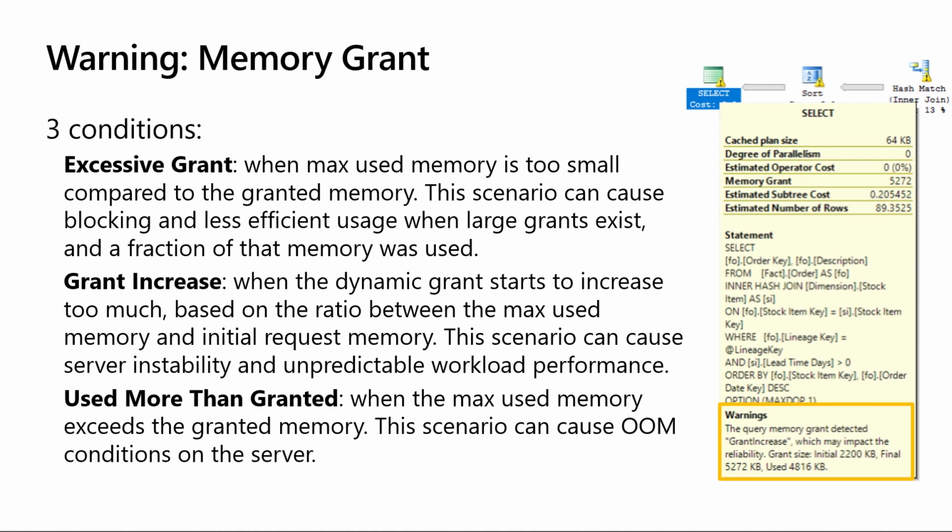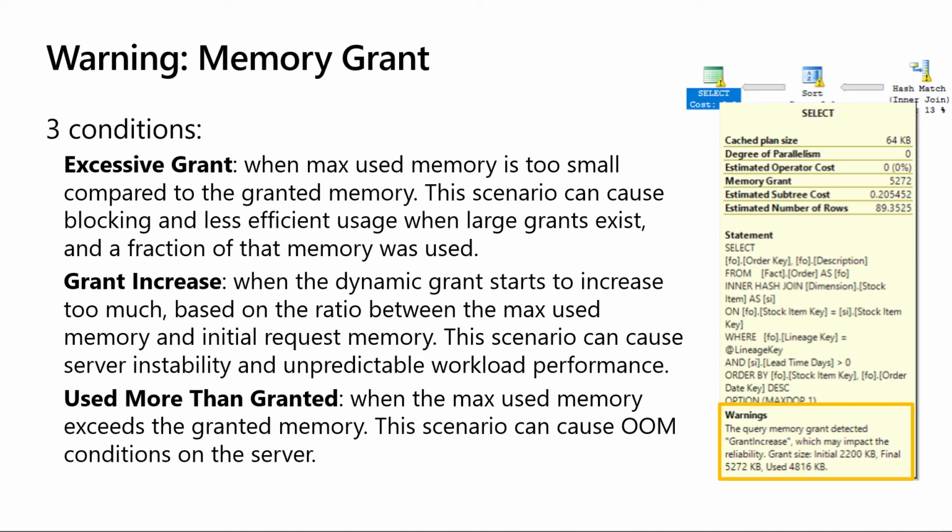There are other conditions for this warning: grant increase or used more than granted. Grant increase you'll probably see in very memory-intensive batch mode workloads. It's only in batch mode that we potentially allow memory usage to slightly go above the initial grant. In row mode, that is simply not possible. You will spill. In batch mode, we try aggressively not to spill, so we have some leeway: if the initial memory grant was not enough, the engine will allow the grant to grow up to a point. But if that happens, you'll see these types of warnings.